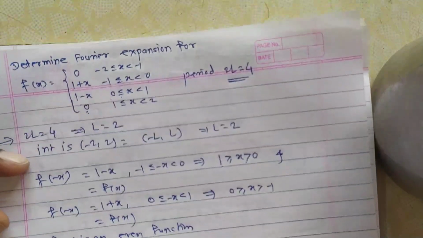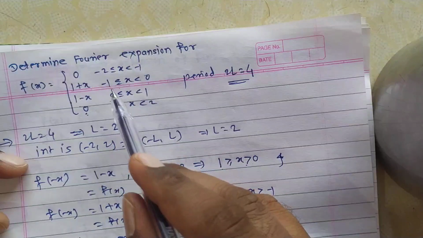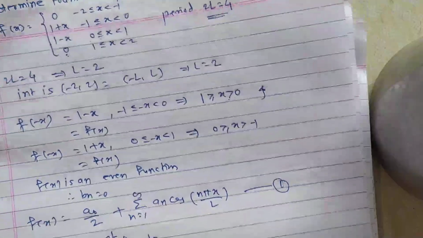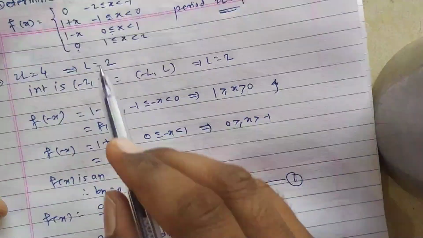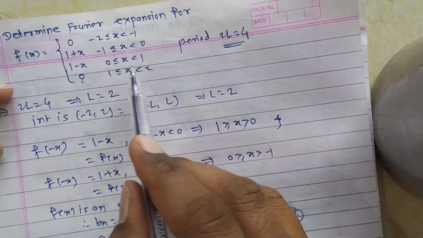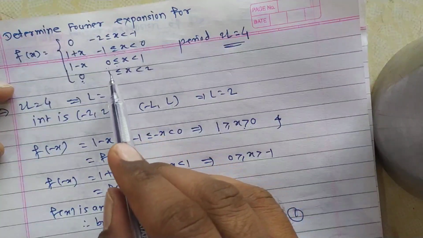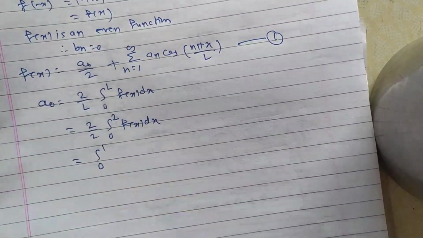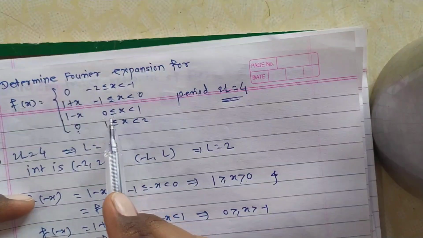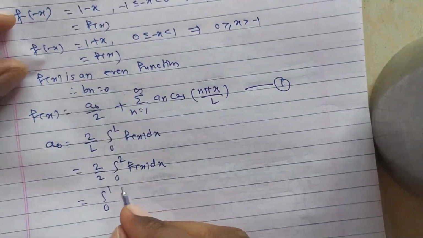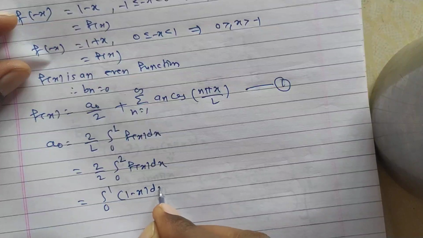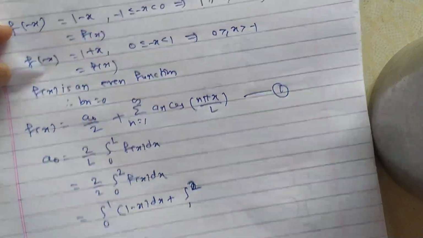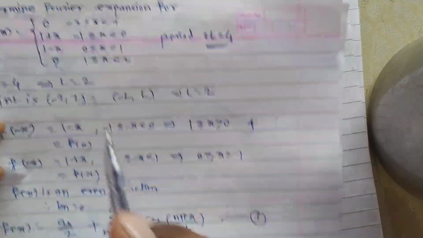Now in 0 to 2, observe these four intervals. The interval is minus 2 to 2 given. In that our limit is only 0 to 2. So in 0 to 2 we have to use only these functions. In 0 to 2 we have to split into two parts, 0 to 1 and 1 to 2. So the 2 by 2 gets cancelled, 0 to 1. In 0 to 1, f of x is given as 1 minus x. So integral 0 to 1 of 1 minus x dx, plus integral 1 to 2. In 1 to 2, f of x is given as 0.